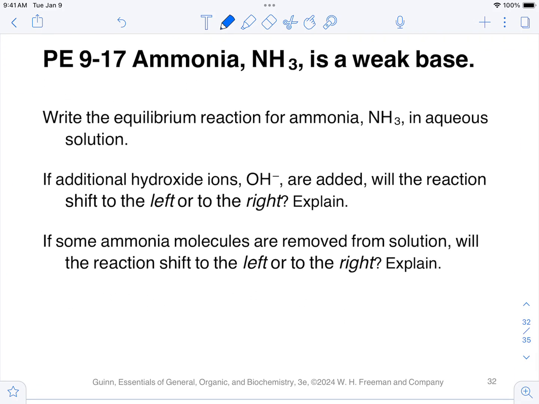Here it says ammonia. We want to write the equilibrium reaction for ammonia in aqueous solution. Now would be a good time to pause the video and try these 3 questions here.